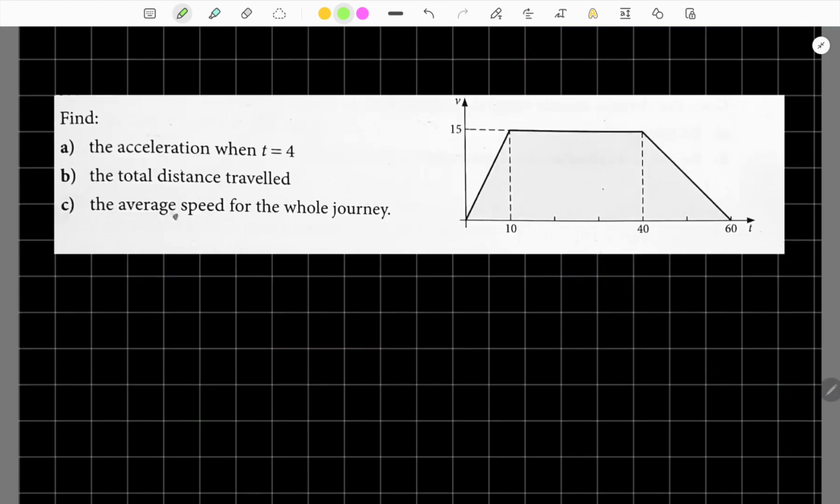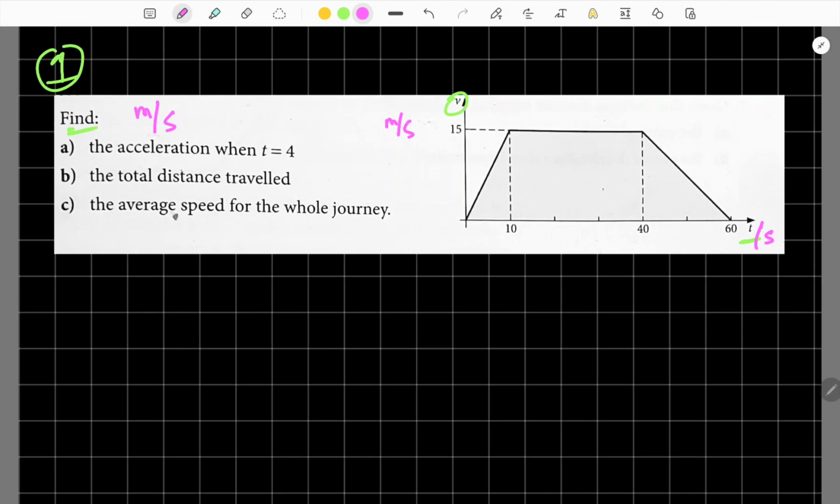Okay beta, now let's look at our question number 1, right? It says find the acceleration when t is equal to 4. So beta, again we have to see it is a velocity-time graph. Now this is important. And beta, all speeds are given in meters per second and time is in seconds, right beta?